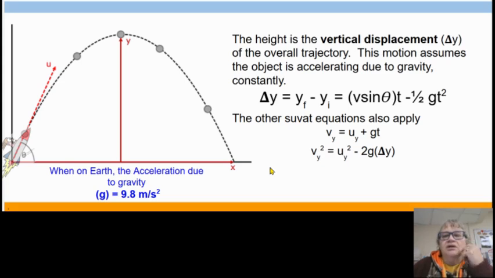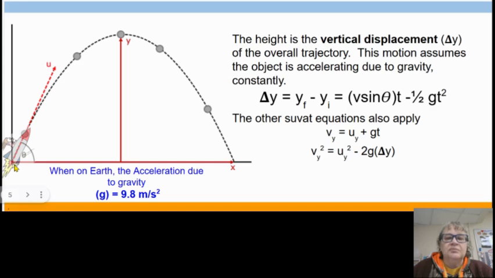So we assume that the object is accelerating due to gravity, so there's nothing else acting on that object, and that acceleration is constant. Again, remember, on Earth, that acceleration due to gravity is 9.8 meters per second squared. All right, here's where the change comes in. Now we have that our vertical displacement, or delta y, another way of saying that is the final y minus the beginning y. Where did it start and where did it end, at what height?